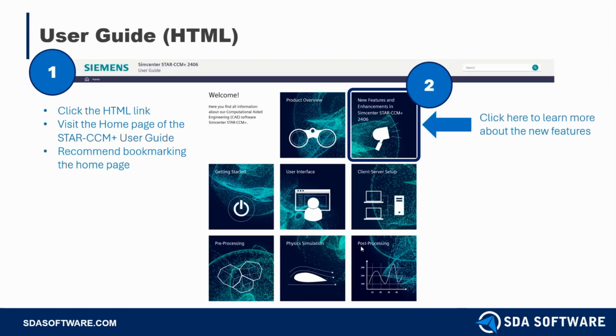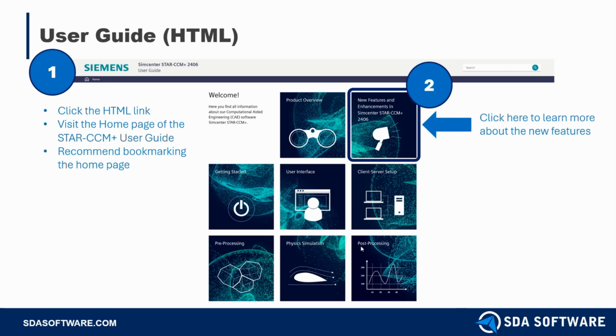There are two ways to access the information for the new features. Right now, I'll start with the HTML users. If you're an HTML user, you can access the document simply by clicking the HTML link. That will bring you to the home page for the STAR-CCM+ user guide. I highly recommend bookmarking this page. This page is really handy when it comes to troubleshooting or debugging your model.